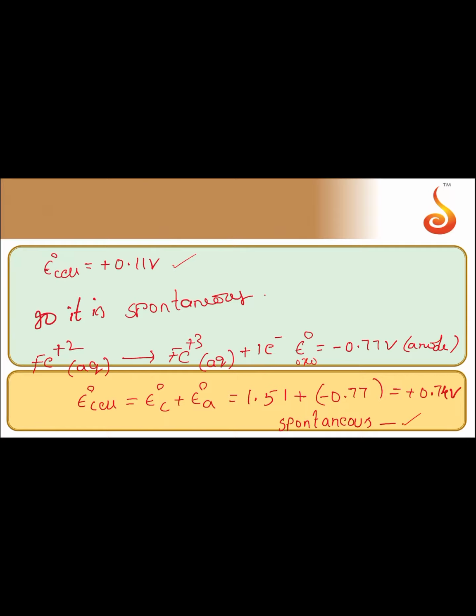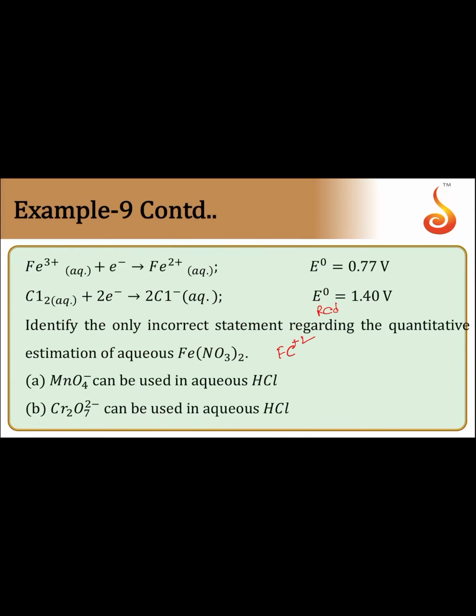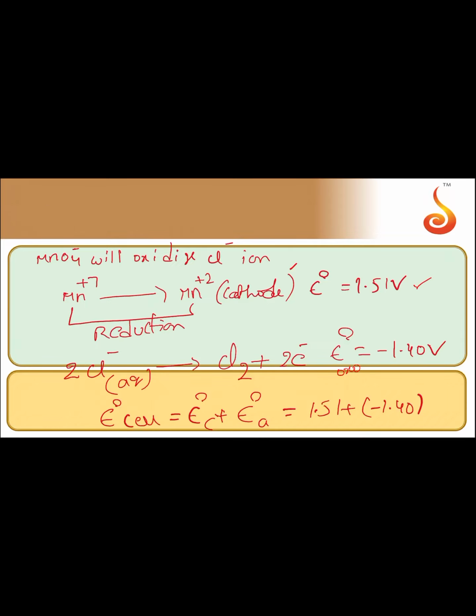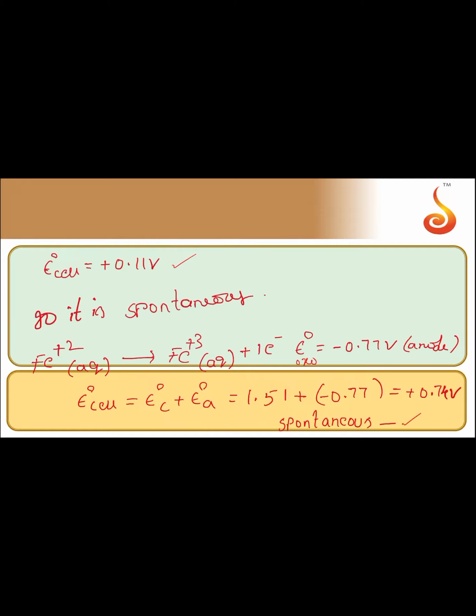As in the previous case, here it is given as Fe3+ plus 1 electron gives rise to Fe2+. The reduction potential value is 0.77 volts. I am taking the oxidation potential. So Fe2+ aqueous gives rise to Fe3+ aqueous plus 1 electron. Its oxidation potential is minus 0.77 volts. If we calculate the E0 cell value, here we are getting plus 0.74 volts.